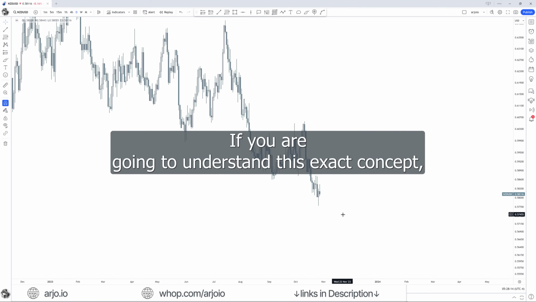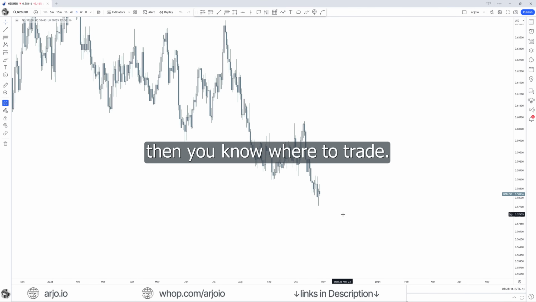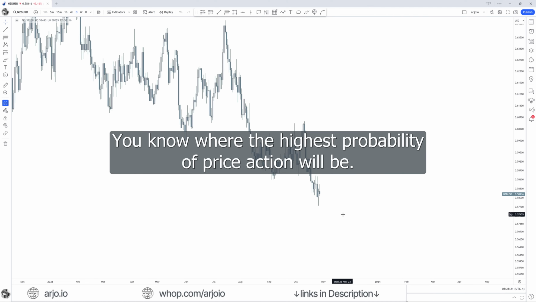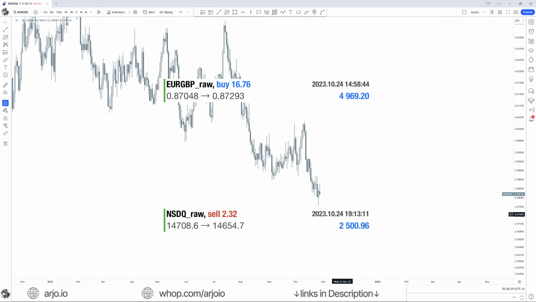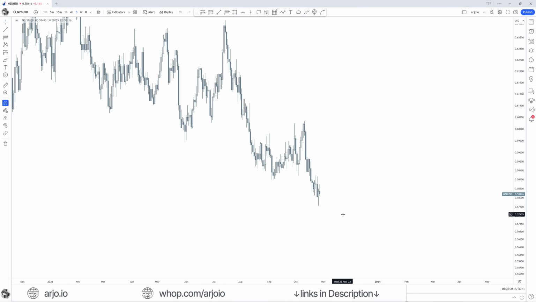If you are going to understand this exact concept, then you know where to trade. You know where the highest probability price action will be. You know the easiest place to make money. Before we can understand how we actually do that, we need to understand the PD arrays that we are using here.